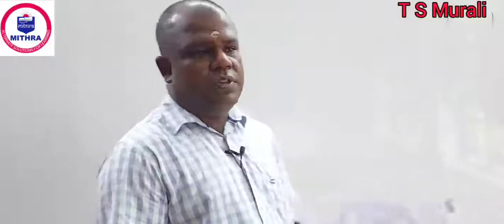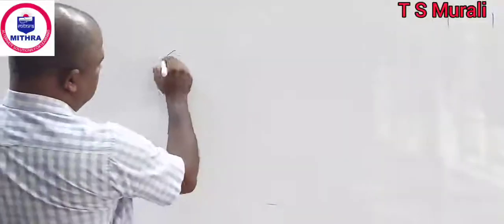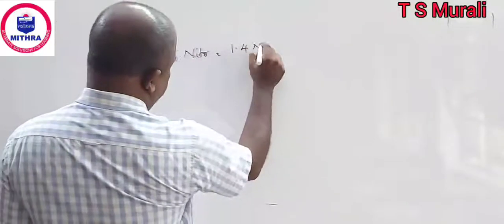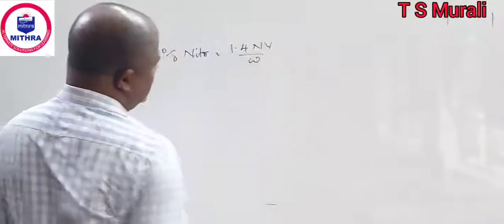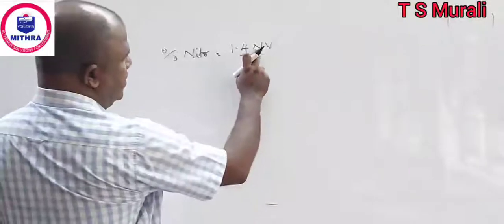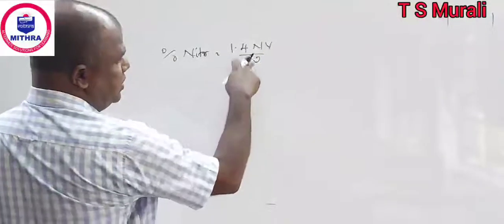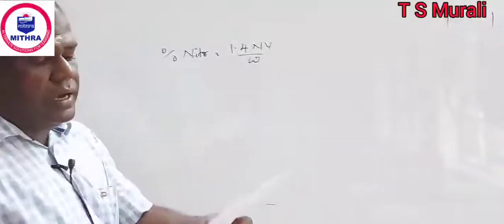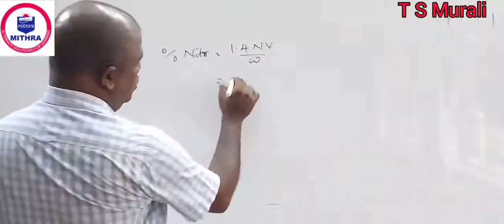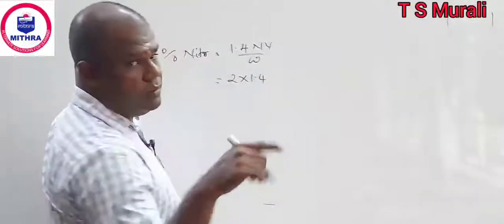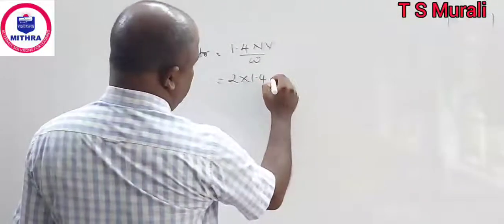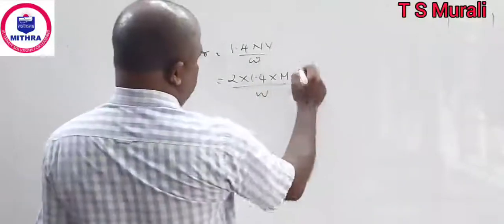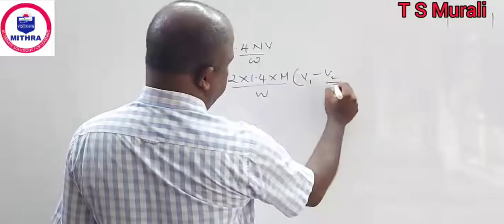What is the formula for finding percentage of nitrogen in this method? Percentage of nitrogen is equal to 1.4 NV by W is one formula. N is the normality of the sulfuric acid taken, V volume of sulfuric acid consumed, and W weight of organic compound. Here the question is in molarity, so you have to multiply with the valency 2. So 2 into 1.4 into M divided by weight of organic compound into volume of sulfuric acid consumed, which can be split as V1 minus V2 by 2.